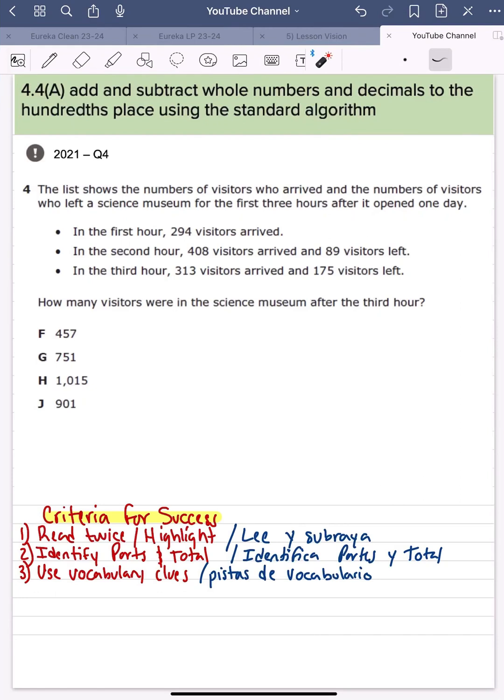Today we're going to be going over 4.4a, that's our TEK, which is to add and subtract whole numbers and decimals to the hundredths place using the standard algorithm. Now, in class we haven't gone over decimals, so don't worry about that. It's all about whole numbers. It will incorporate addition and subtraction. As always guys, you can have your criteria for success at the bottom.